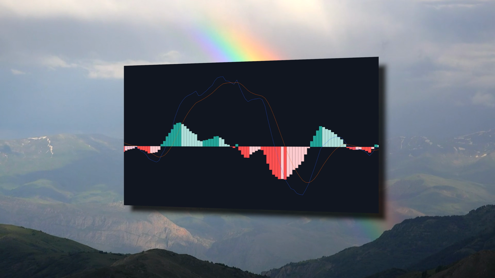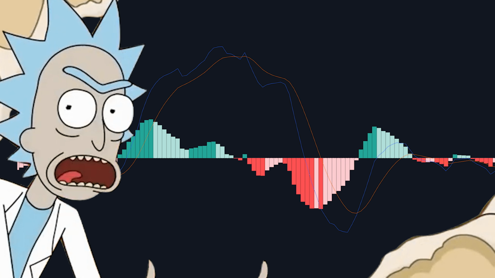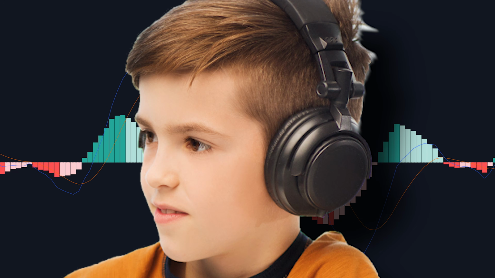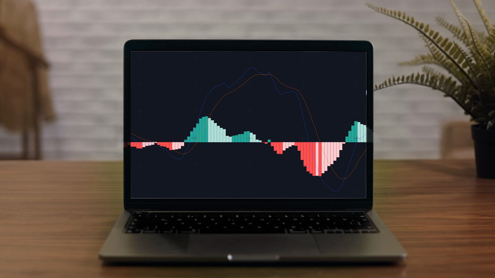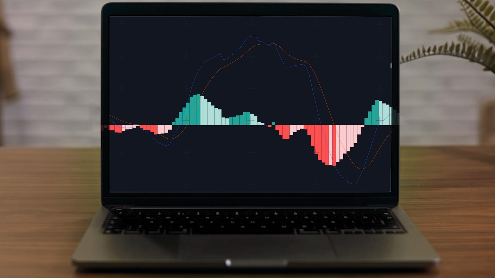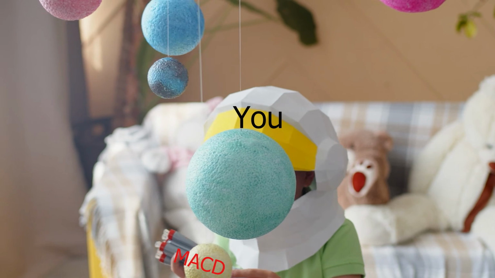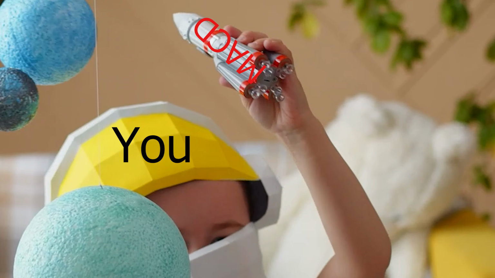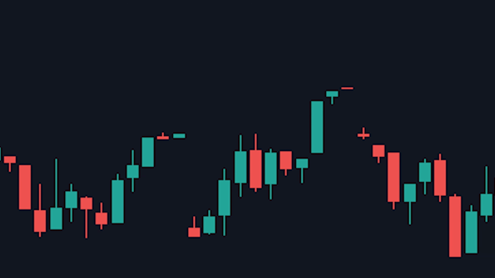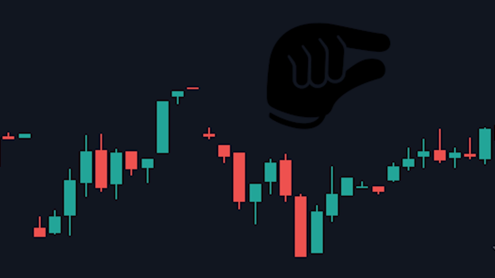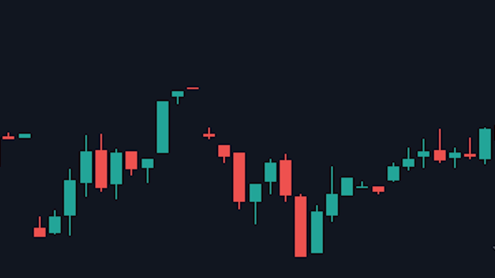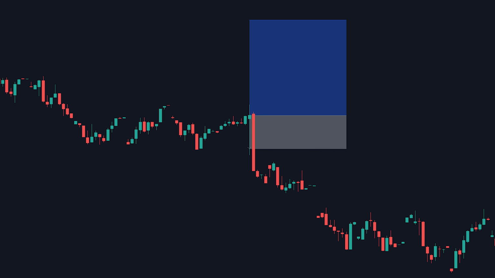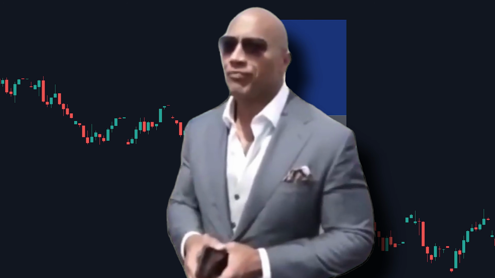The MACD indicator, an absolute staple in the trading world used by millions every single day. But if you've used the MACD before, you'll notice it comes with a slight flaw. You see, the MACD is great when the market is trending. It actually does a pretty good job. But when the market starts consolidating and moving sideways just the slightest bit, well, let's say the MACD performs not so good. And I've got to say, in all honesty, it's the biggest piece of dog shit.